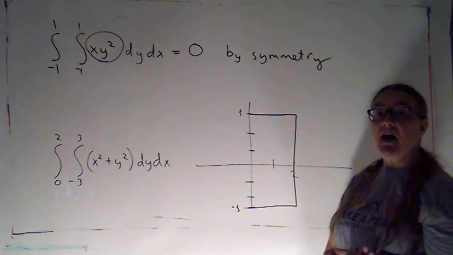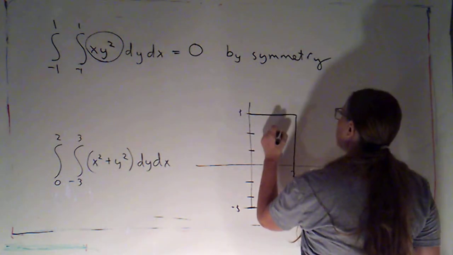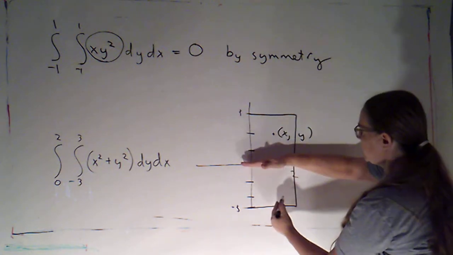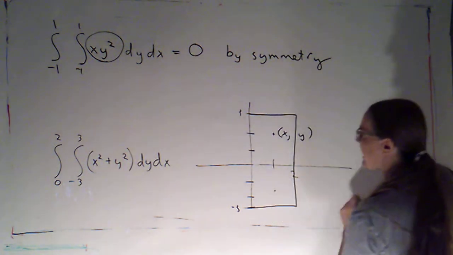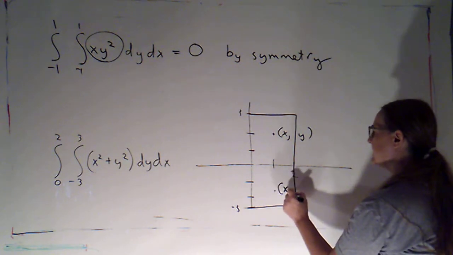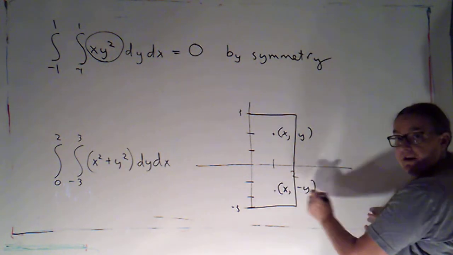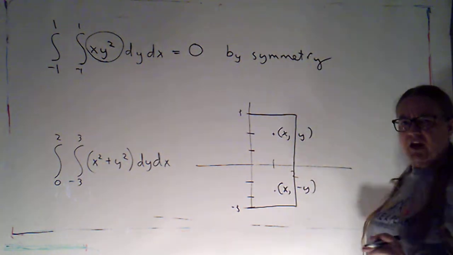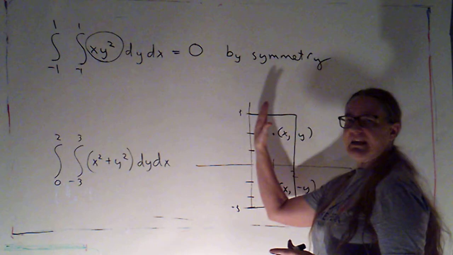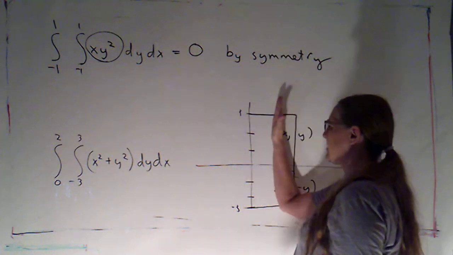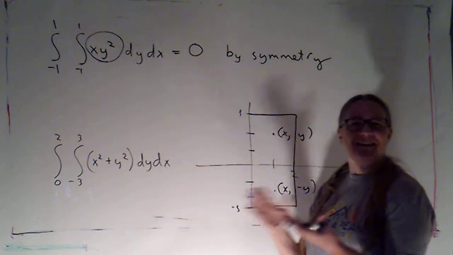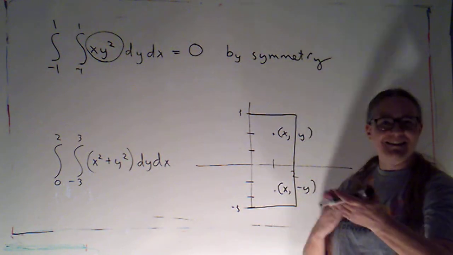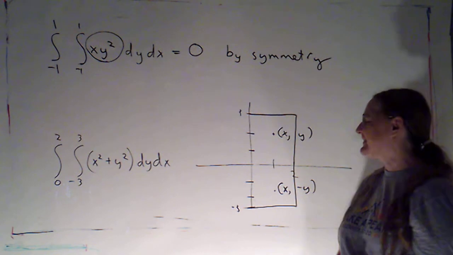Let's take a look at the heights. If I have a point here, (x, y), the mirror image point on the bottom half would have the same x, but the opposite y value. That's why I'm always checking with symmetry about one of the axes. This is symmetric about the line x equals 1, but that's not going to help me because I don't have opposite x values on either side of that line.